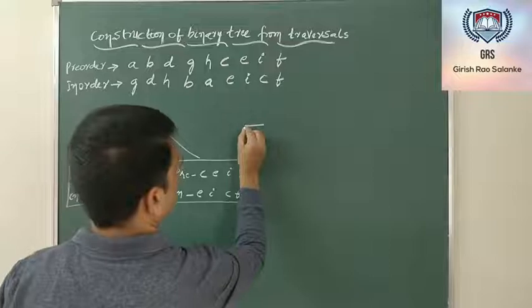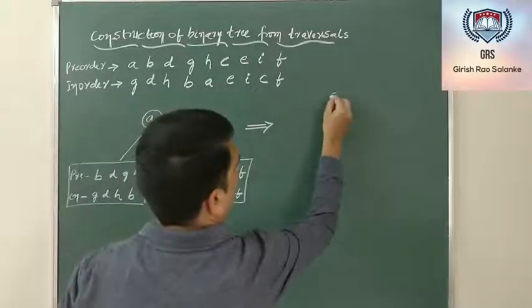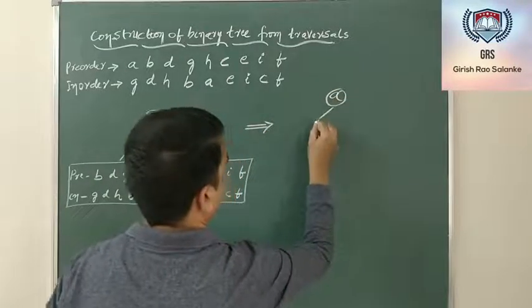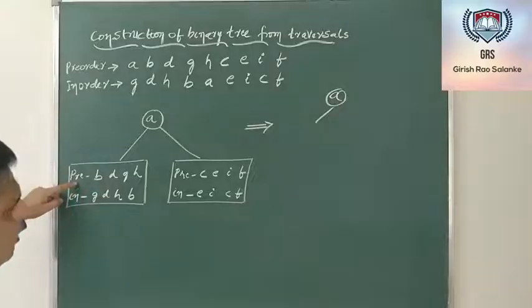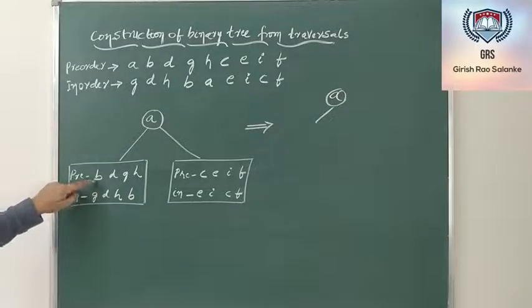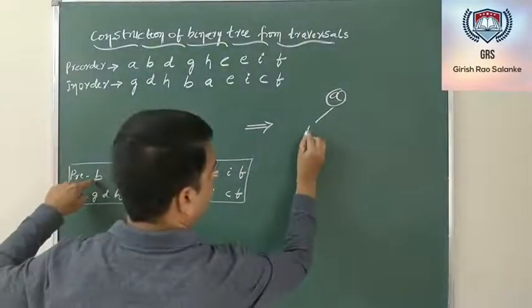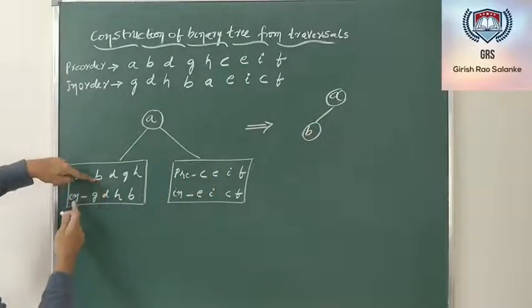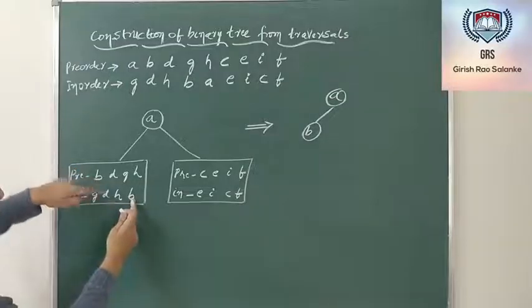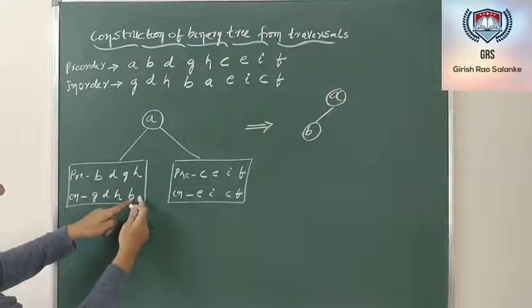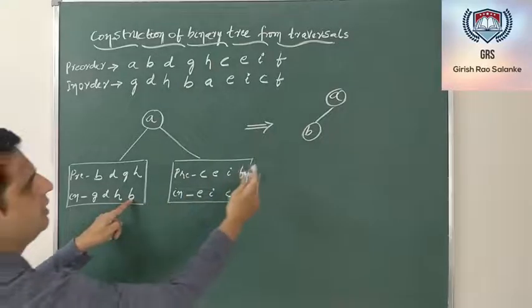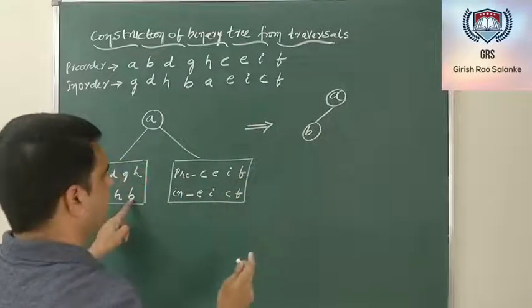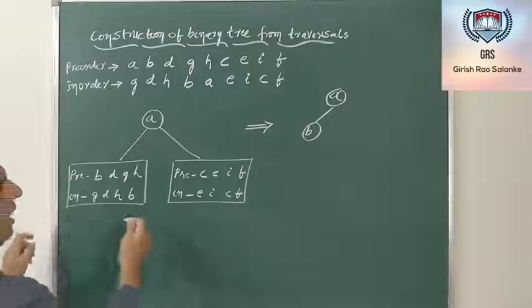So after this, A is my root node. Now coming to the left subtree. In the pre-order, B is there, so B has to be the parent here. Now check the existence of B in the in-order. In the in-order, B is at this position, so there are no elements after B. So it implies that B does not have any right child. So it needs to have only the left child.